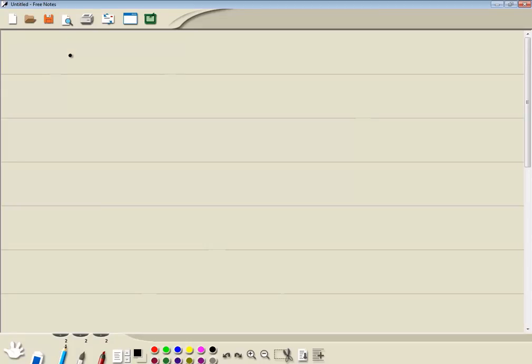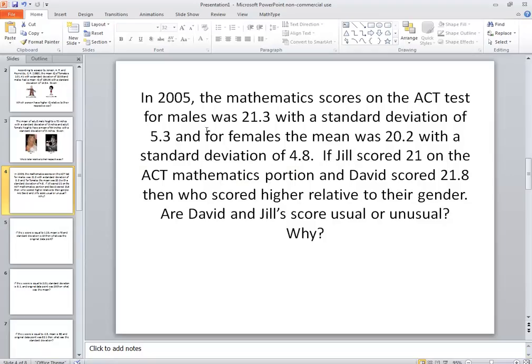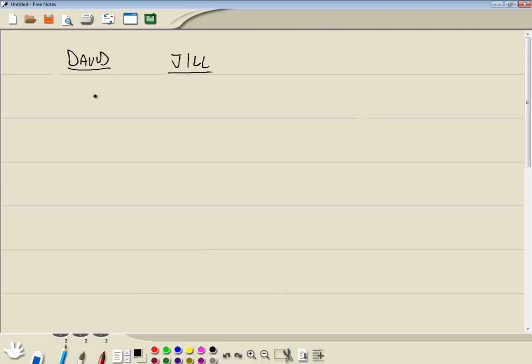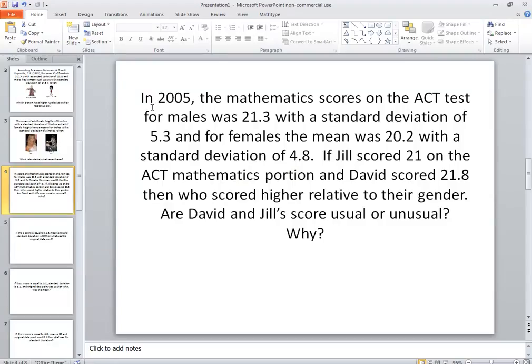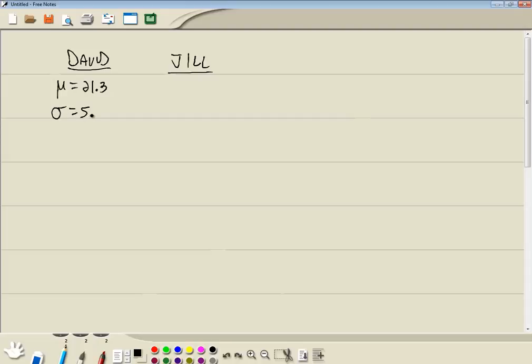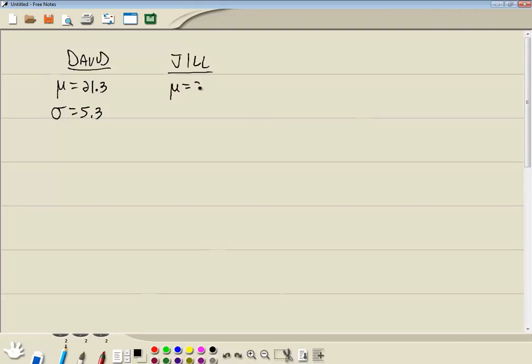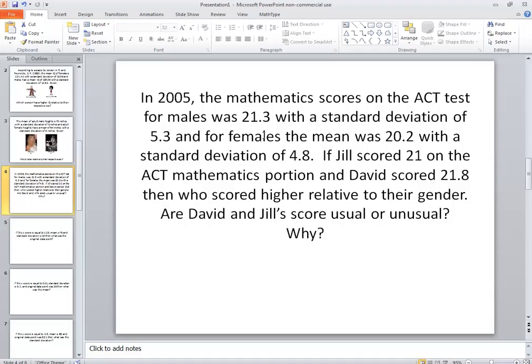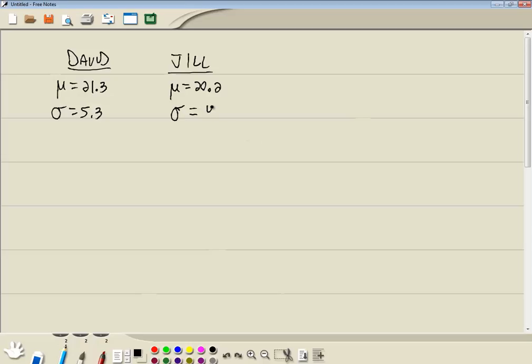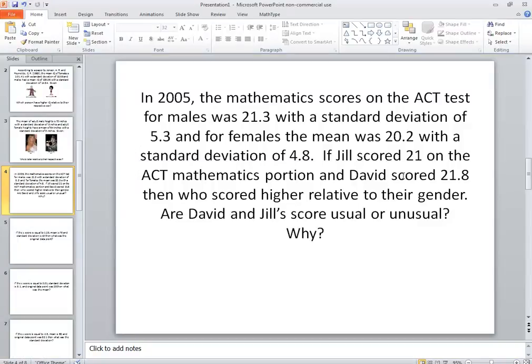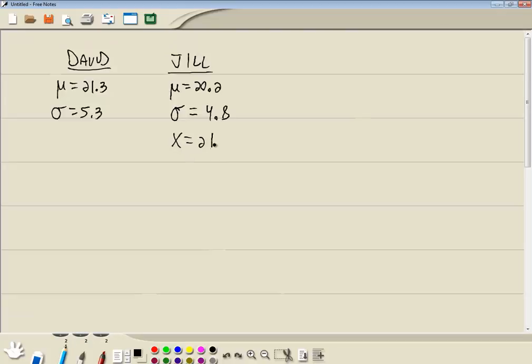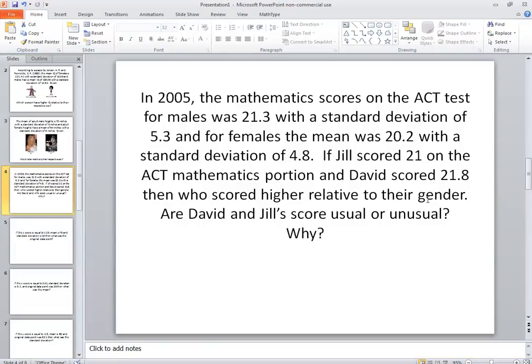Okay, so we got David and Jill. Mathematics score for males is 21.3, so mu is 21.3 with a standard deviation of 5.3, so sigma is 5.3. And for females, the mean is 20.2, so mu is 20.2, with a standard deviation of 4.8. If Jill scored 21, Jill would be our X, and she's 21. And David scored 21.8, so David will be our X over here, and that's 21.8.